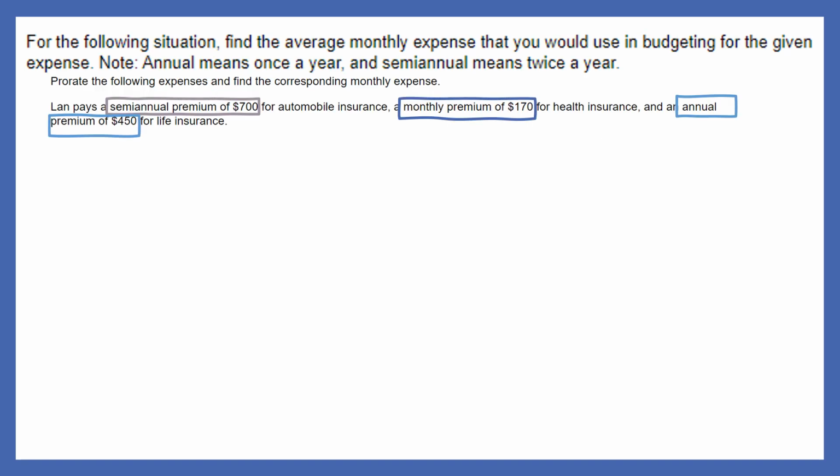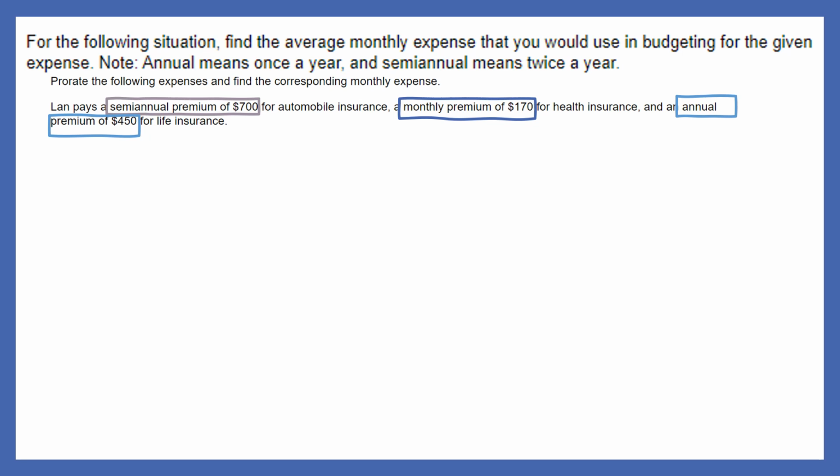When you're deciding your cash flow and taking into account your monthly expenses, you need to remember that you don't pay all your bills every month. What I mean by that is some things you only pay every 6 months or every other month. So in this example, we have Lan paying a semi-annual premium. That means that Lan is paying their semi-annual premium every 6 months, twice a year. Also have a monthly premium for health insurance and an annual premium for life insurance. So those are all on 3 different time scales.